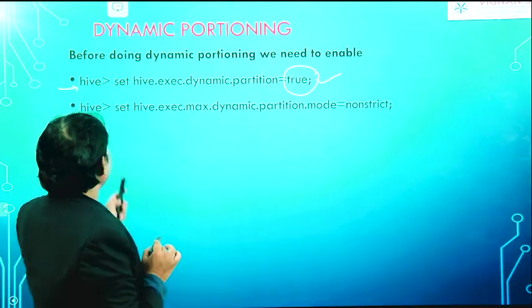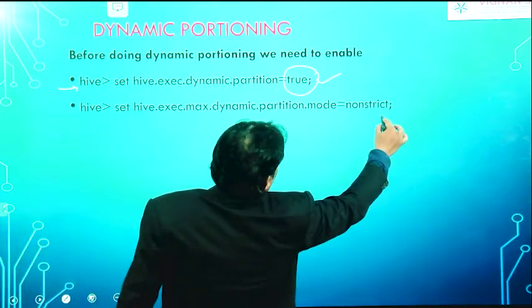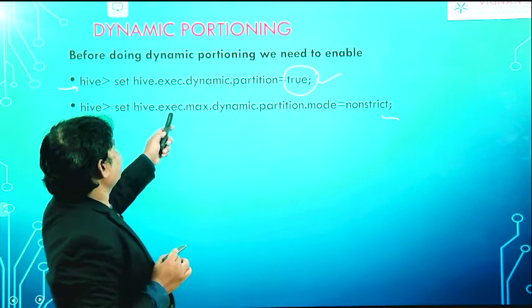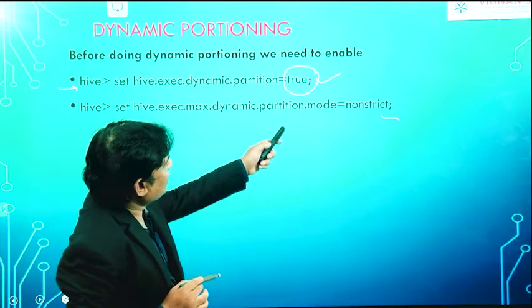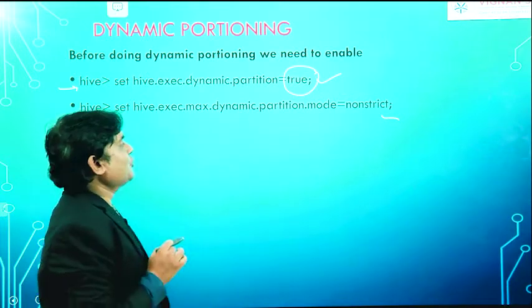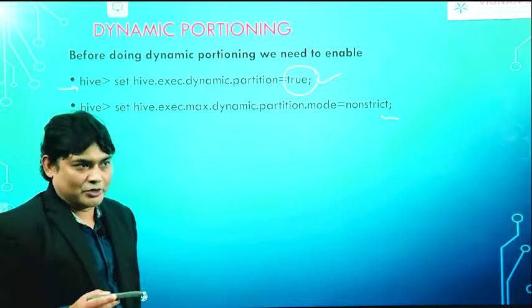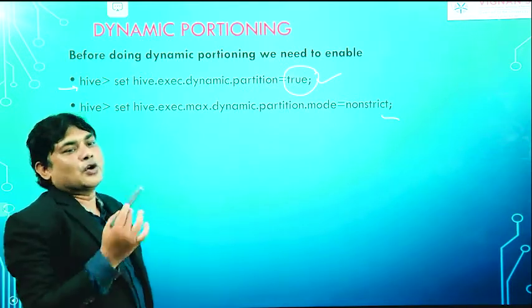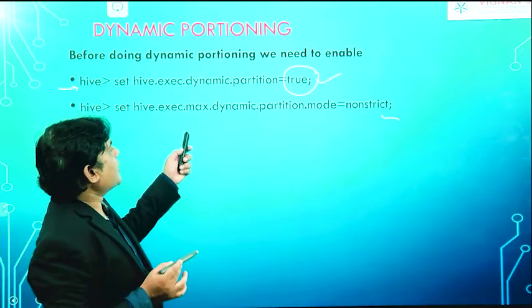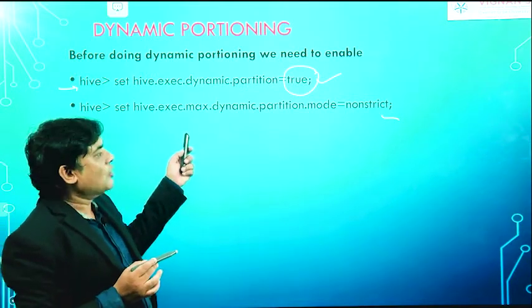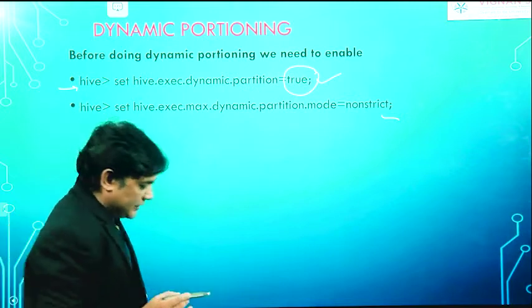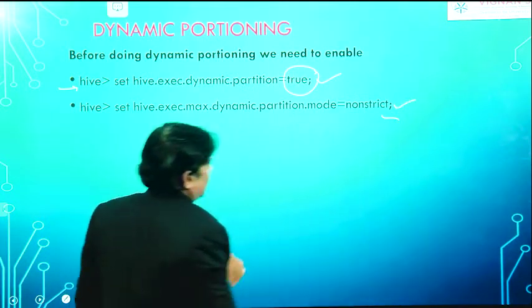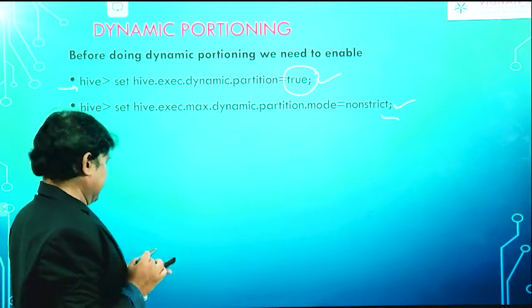Next, you have to write the second command: set hive.exec.dynamic.partition.mode=nonstrict. I am going to make it nonstrict mode, because we have two types of modes available: one is strict mode and one is nonstrict mode. So we are going to do dynamic partitions under the nonstrict mode only. That must be mentioned here. You have to mention the second one also if you want to perform dynamic partitioning.